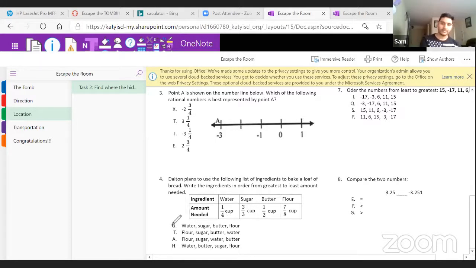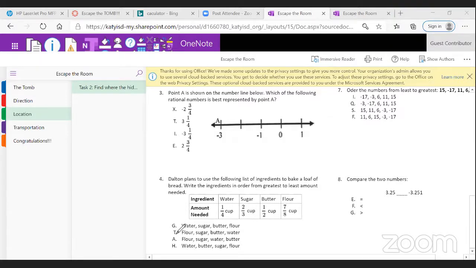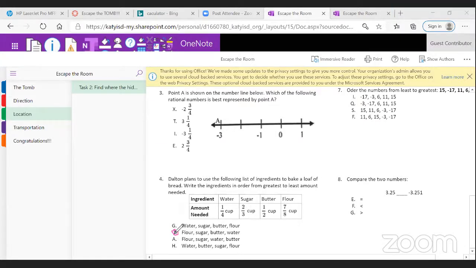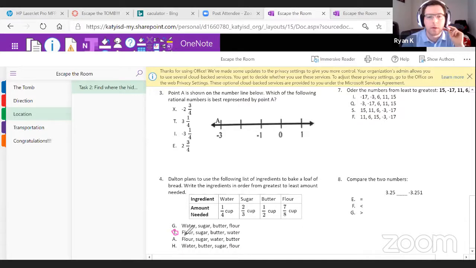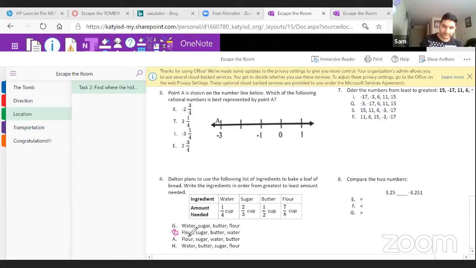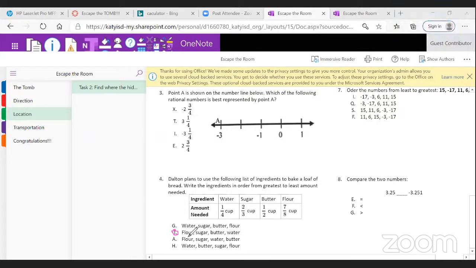So the answer is gonna be A, right? A has the flour, sugar, water, and butter. Yes. And that's gonna be A, I think. Oh, yeah. Greatest. Wait, am I doing greatest? Well, water has the least amount, right? I think it's that one. Yeah. So number 4 is okay.